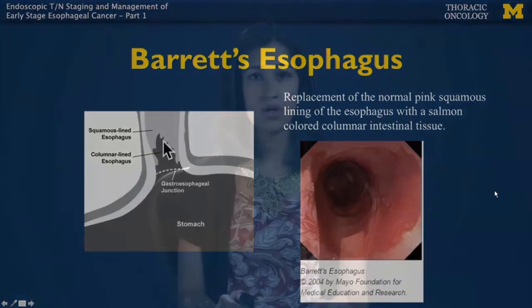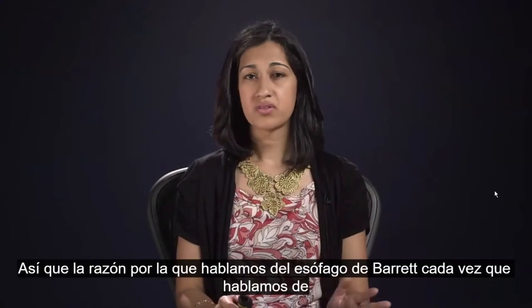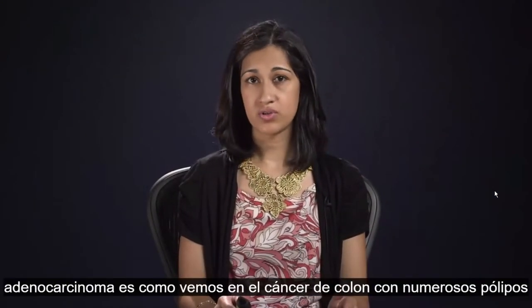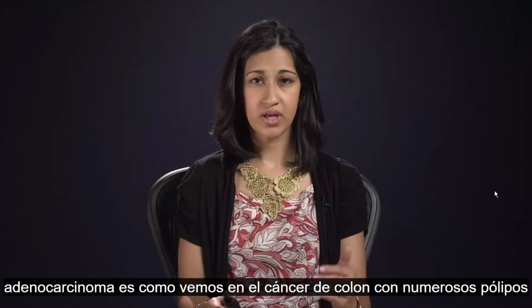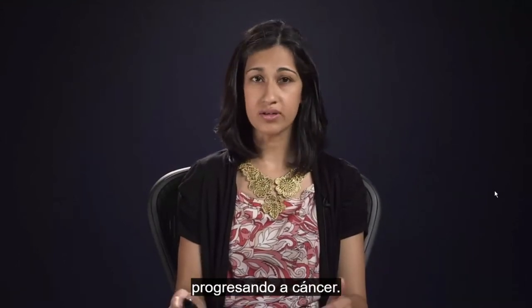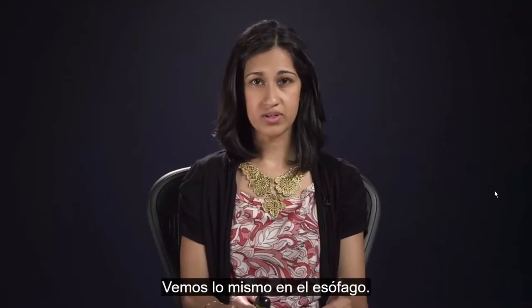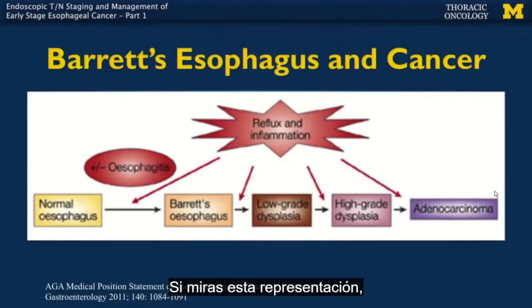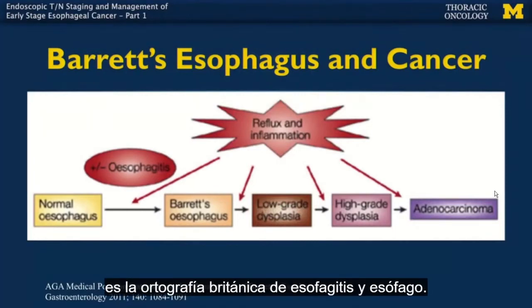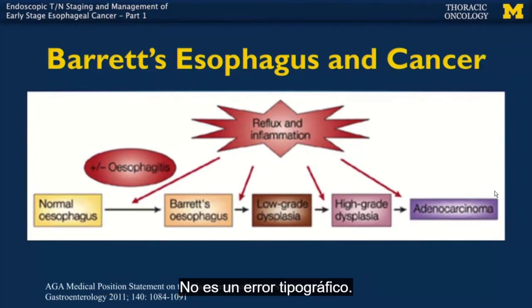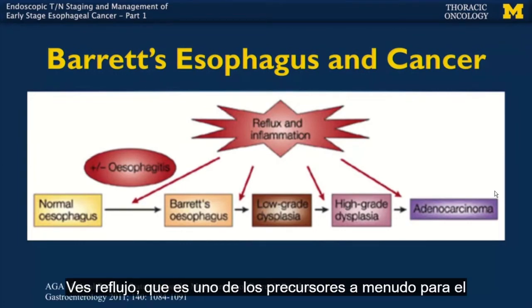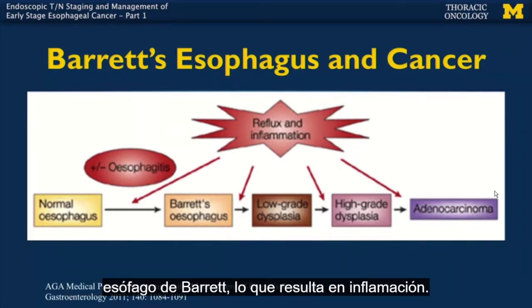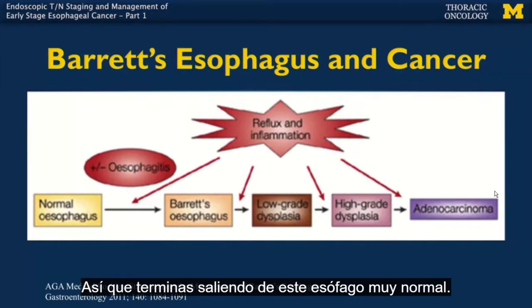So the reason we talk about Barrett's esophagus anytime we're talking about adenocarcinoma is just like we see in colon cancer with adenomatous polyps progressing to cancer, we see the same thing in the esophagus. If you look on this representation, it's a British spelling of esophagitis and esophagus. It's not a typo. You see reflux, which is one of the precursors oftentimes for Barrett's esophagus, resulting in inflammation.